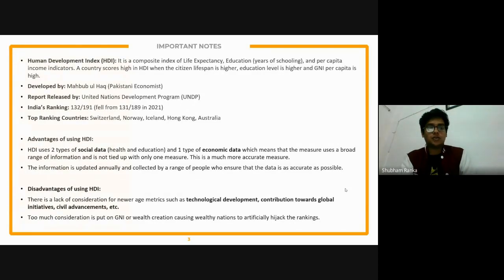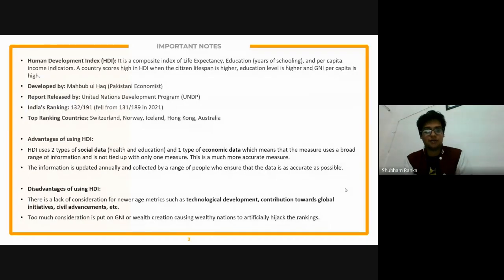The advantages of using HDI are two. One, that it uses both social data and economic data. In a lot of the other indexes that we see later on, you'll see these indexes are either only economic based, ki wealth के ऊपर है या फिर income के ऊपर है, or they are only social based, कि it could be either only health based, only education like literacy, या gender के ऊपर है. So you won't find any ऐसा index which has an accumulation of so many things.